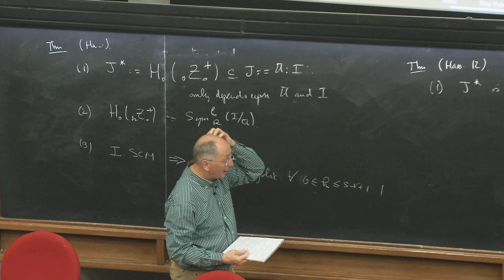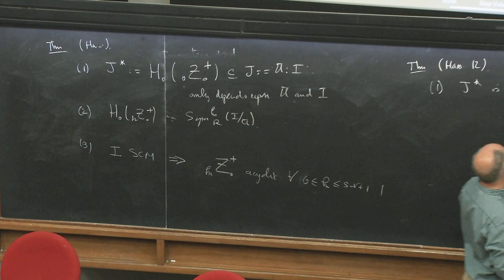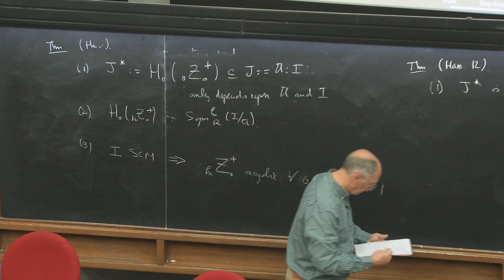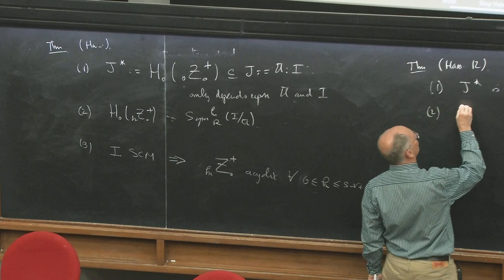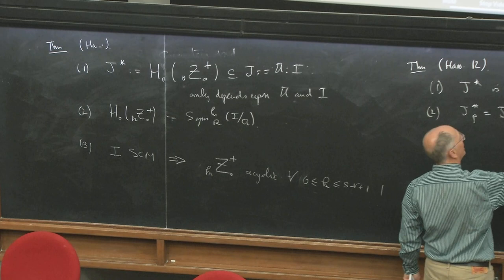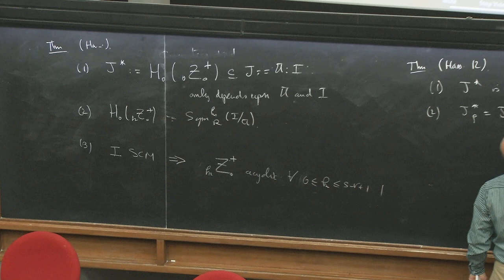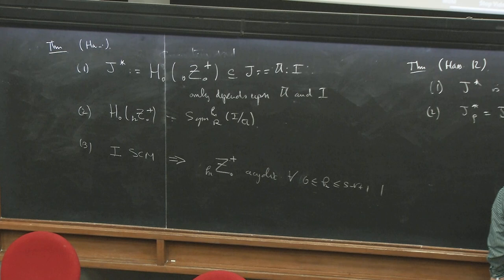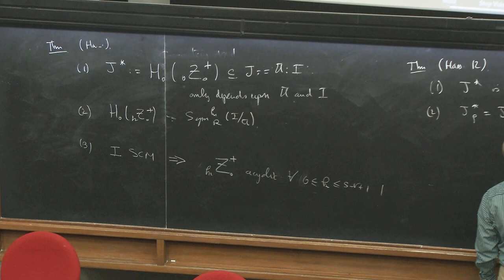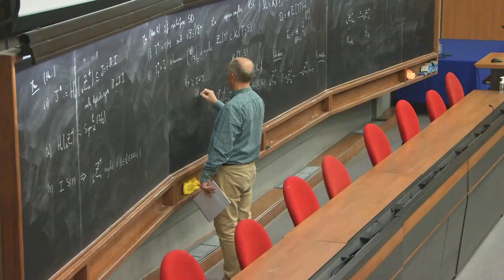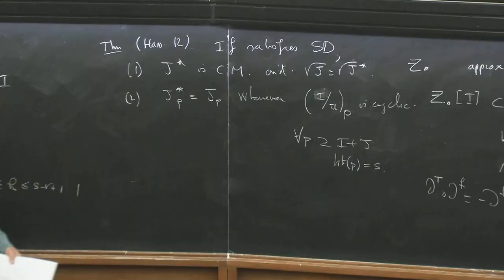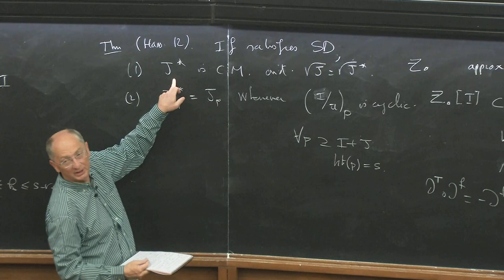So, I would say that now that we have all of this done, and what I will explain later, this could be a better definition somehow for the residual, okay? And the second thing is a criterion to know when these are equal. So J star localized at P will be equal to J localized at P whenever I mod A localized at P is cyclic for all P containing I plus J such that height of P is equal to S. So in particular, if you have a geometric residual intersection, this is always satisfied, and this is equal to J.